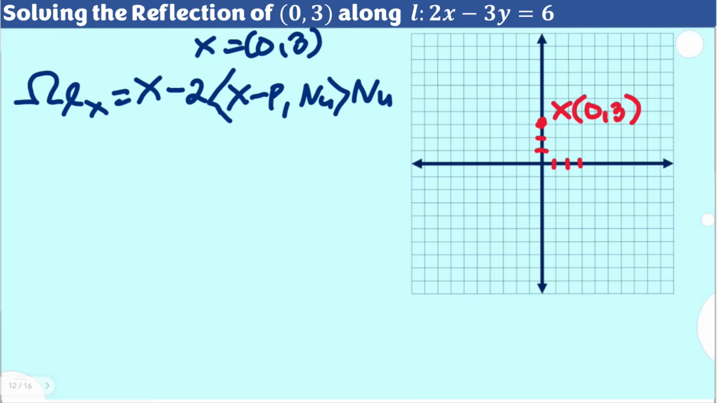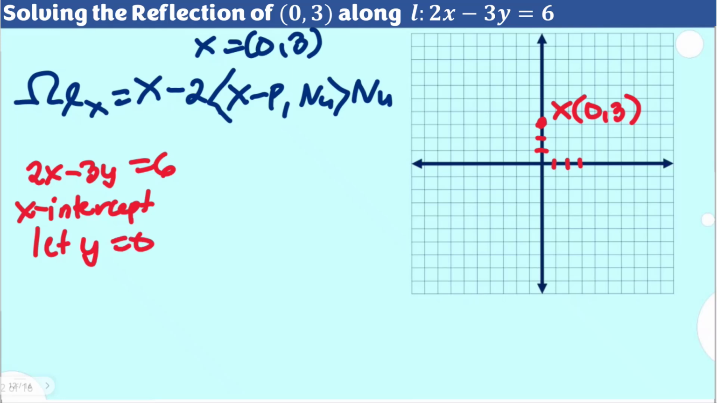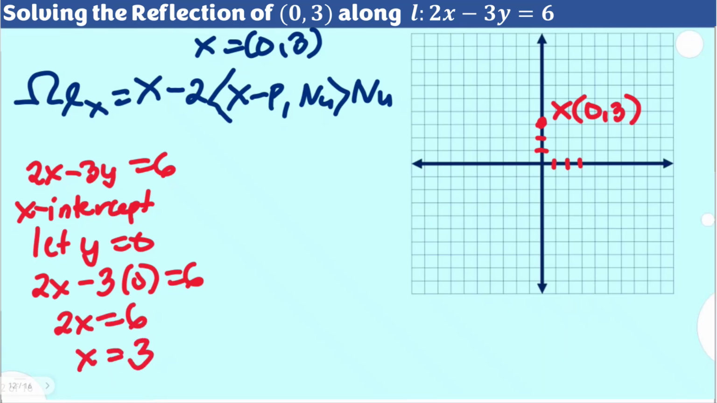Now, for our line, since we don't have points for that line, we are to determine the graph of the line first. So let me insert here some concepts. To graph your line, which is 2x minus 3y is equal to 6, we need 2 points, right? 2 points determine a line. So for our x-intercept, let y be equal to 0. So you have 2x minus 3 times 0 is equal to 6. 2x is equal to 6. So x is actually 3. Our x-intercept is at (3, 0).